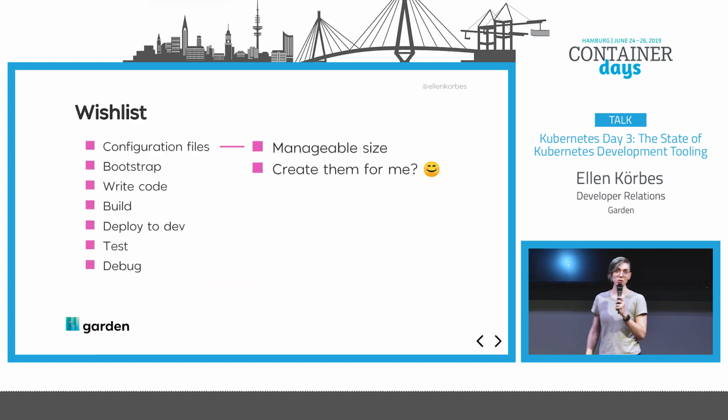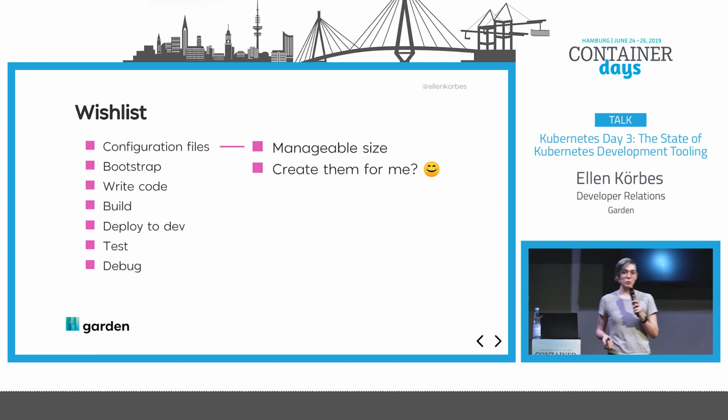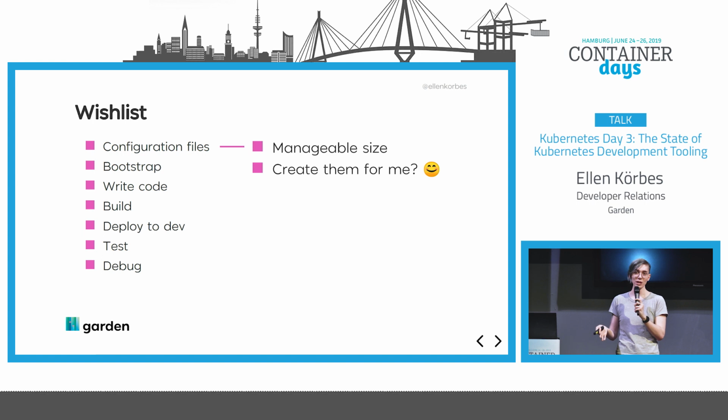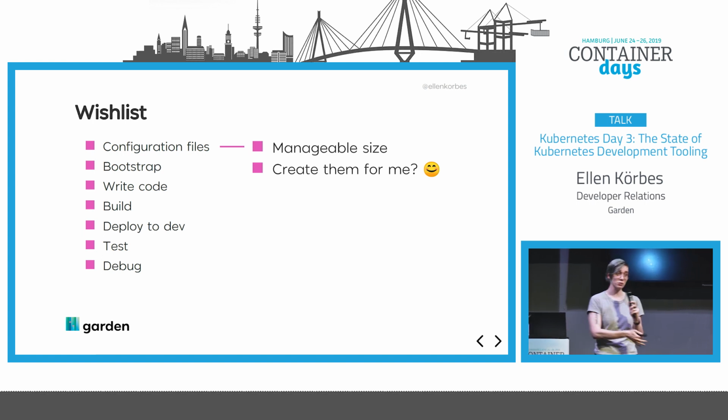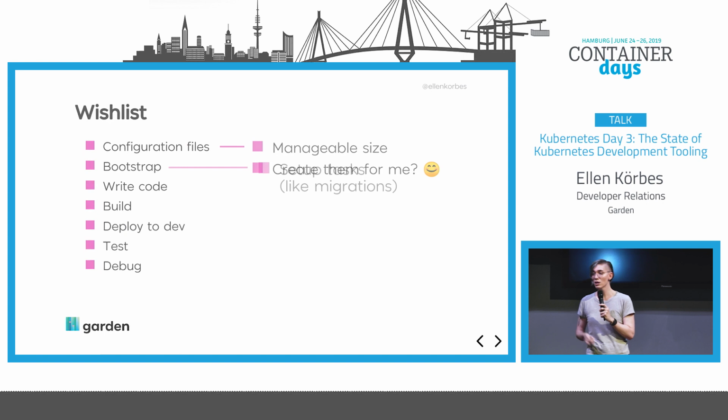So I made a wish list for my ideal development workflow before I looked at any of the tools. So what do I want? I want config files that are manageable. Kubernetes manifests, I don't like working with them. They are too long, too detailed. I don't need that level of detail when I'm working on my application. I need them when deploying to production, but that's a different story. If some tool is going to create config files for me or make them not necessary, that's a big plus.